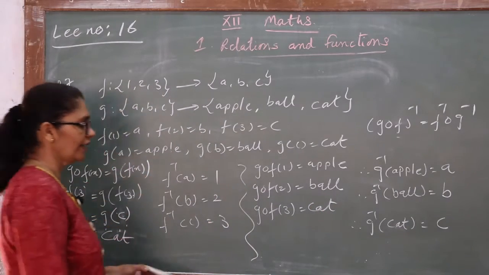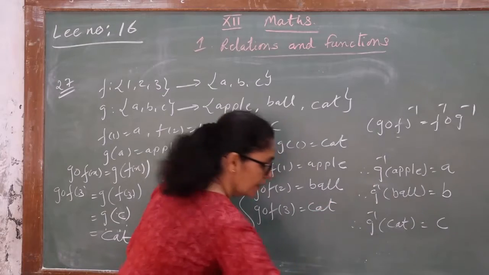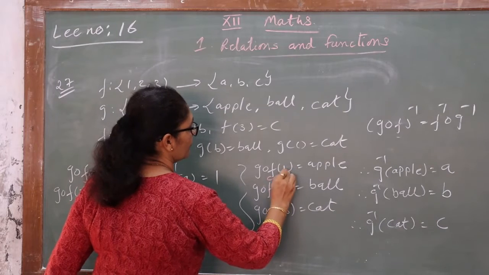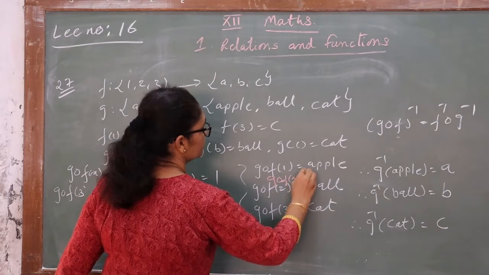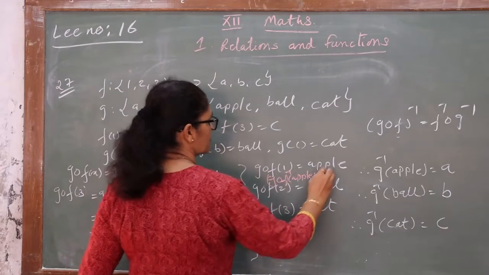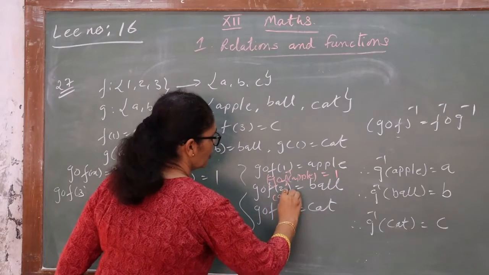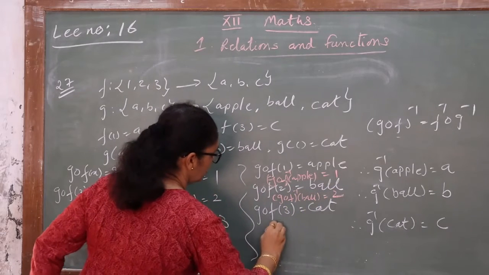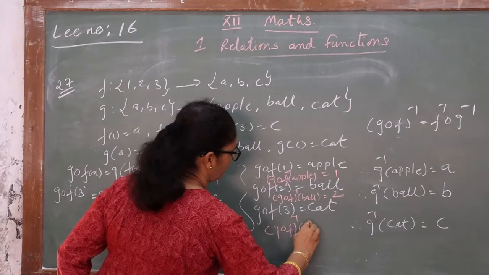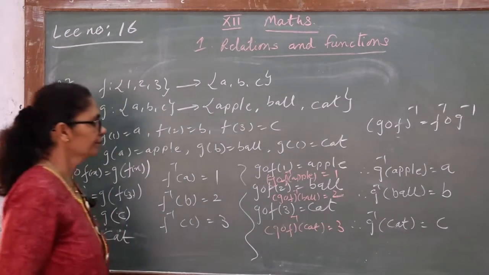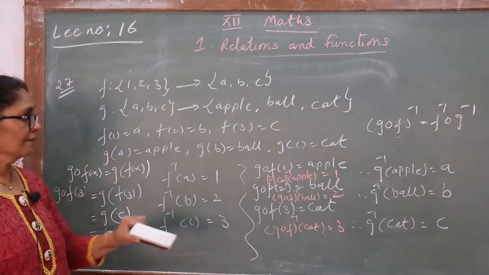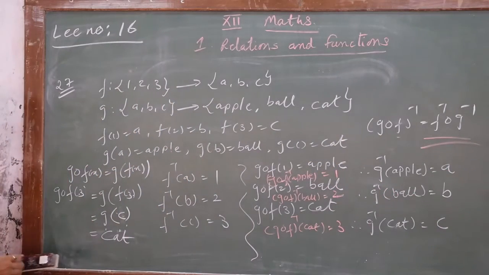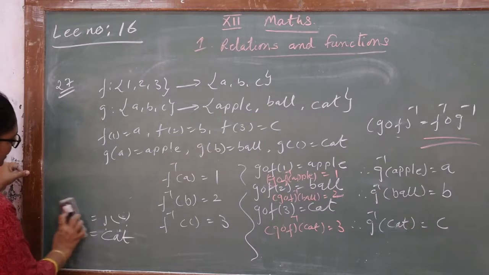Okay, now if we want to write the inverse of it, we just use another color. So let's check. (g∘f) inverse of apple equals 1. Similarly, (g∘f) inverse of ball equals 2. And third, (g∘f) inverse of cat equals 3. Right? Now what you get from these is only the answer for f inverse ∘ g inverse; then only you can say that both are the same.